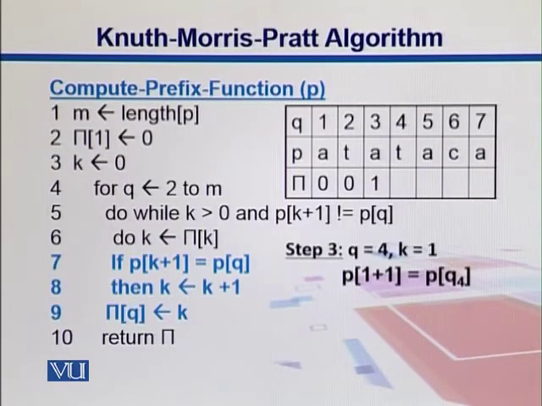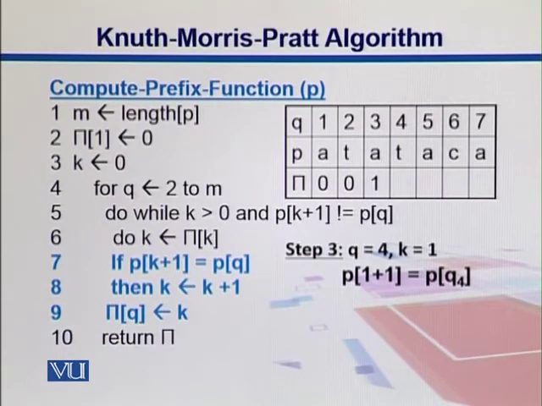Now we are in step 3. As we have seen in the previous step, our k was 1, and right now q is incremented in the for loop, so q becomes 4. We are comparing P of k plus 1, which is P of 1 plus 1, and is it equal to P of q, which is P of 4? Yes, it is.